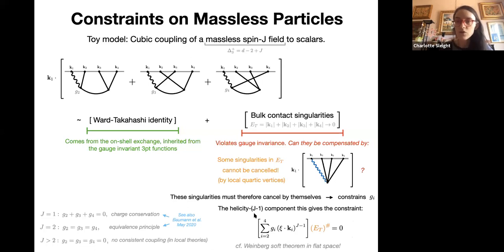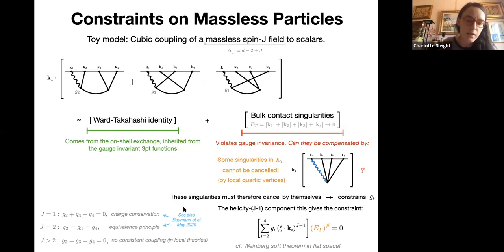So the same conclusions hold in de Sitter as they do in flat space. For spin 1 and spin 2, plugging in J equals 1 and J equals 2, you get charge conservation and the equivalence principle, which was also obtained in a paper of May this year by Daniel Baumann and collaborators. And using our results, we could obtain the higher spin constraint.